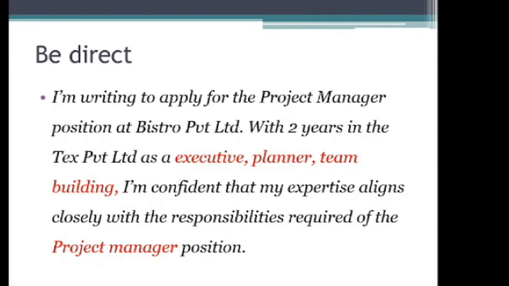Okay, this is a direct approach. "I'm writing to apply for the project manager." You're directly telling that. So there is no mention of what has previously happened and why you are so interested. You're not mentioning that. You're just writing directly that you want to apply for the project manager.